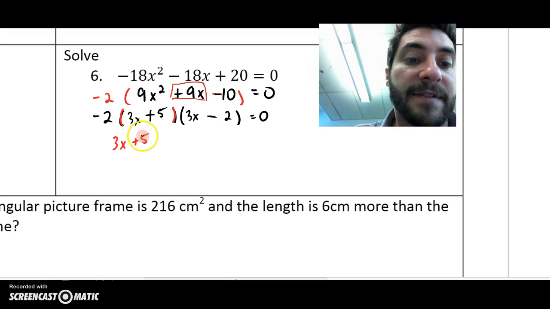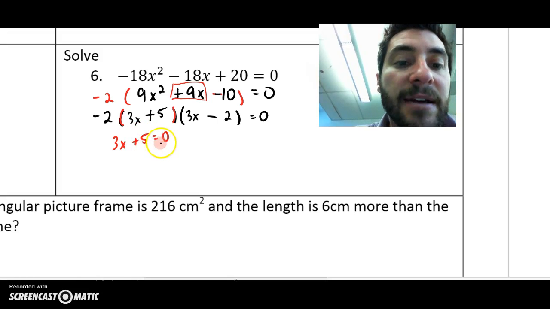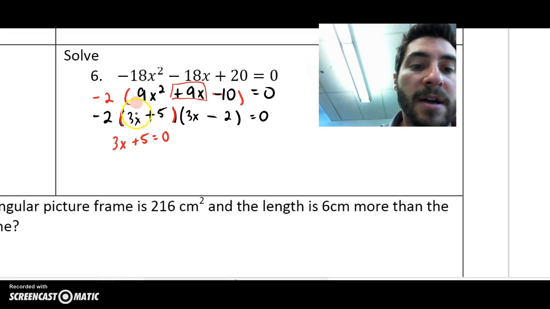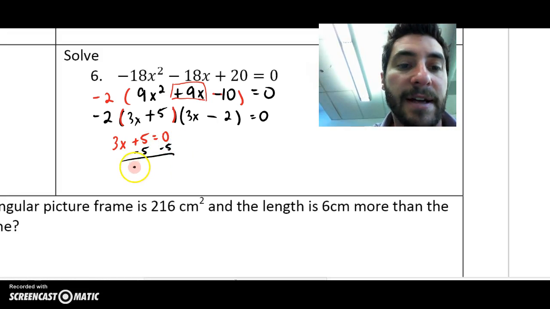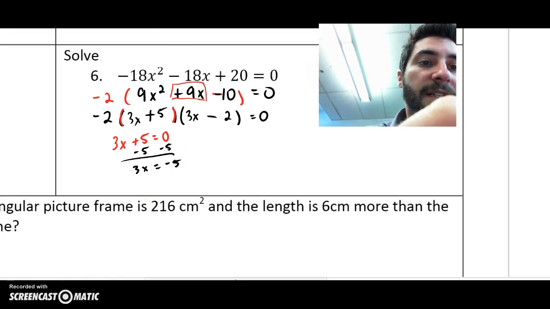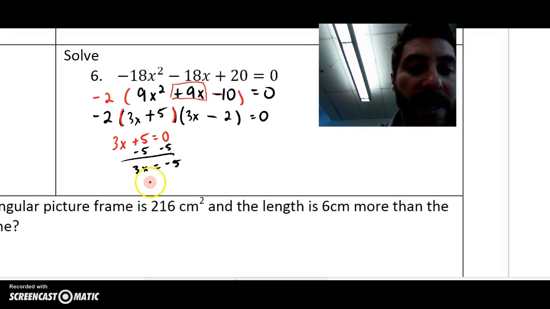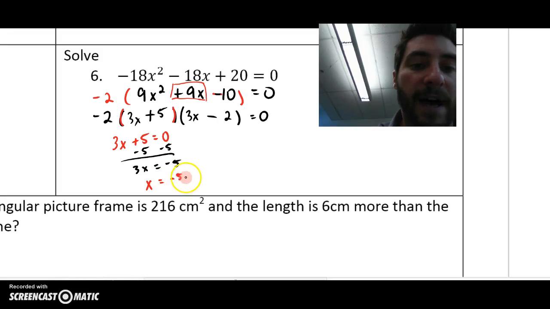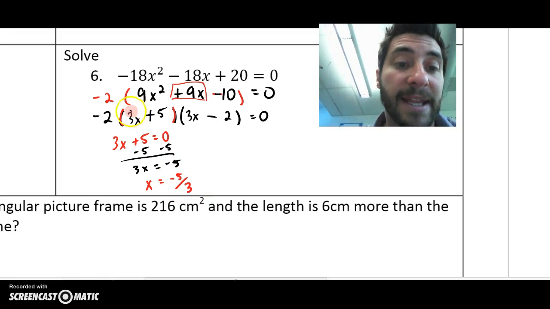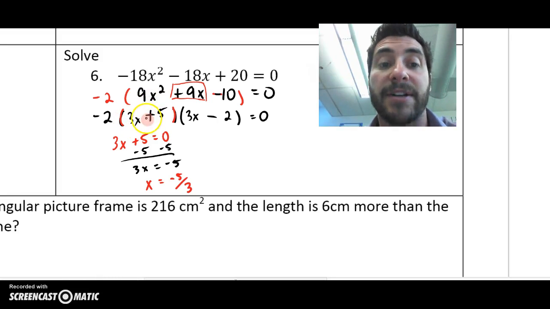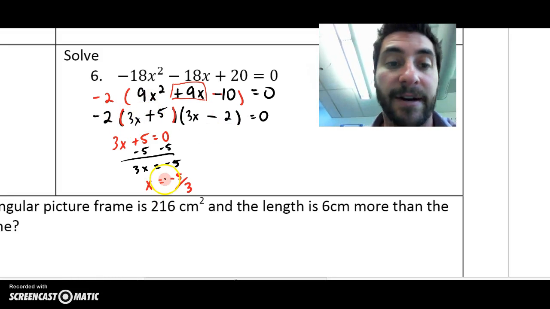3x plus 5 equals 0. What if it did? What would x have to be? Well, I could minus 5 from both sides, take away 5 to get rid of that 5, and I'd have 3x equals negative 5. If I divide both sides by 3 now, I get x equals negative 5 thirds. That's what x could be to make this factor 0. And 0 times anything is 0.